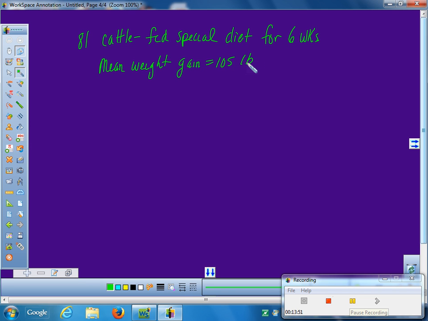With a standard deviation of 10 pounds. Okay, I'm throwing it backwards at you here. And this is going to bug you because of the word I'm about to put in here. It wants to know what's the probability a cow gained 102 to 108 pounds.